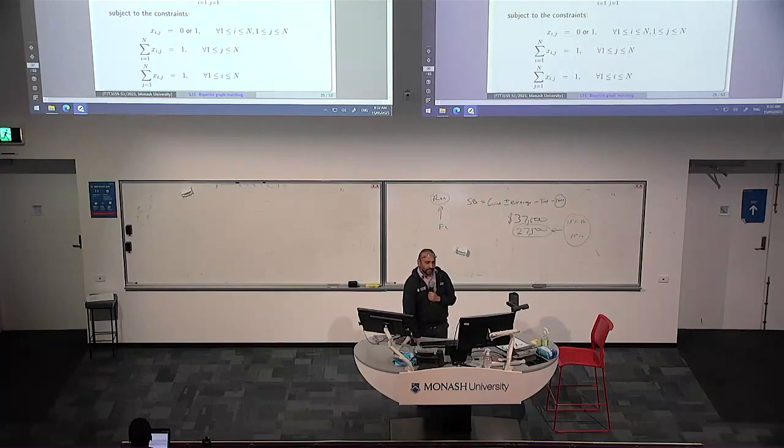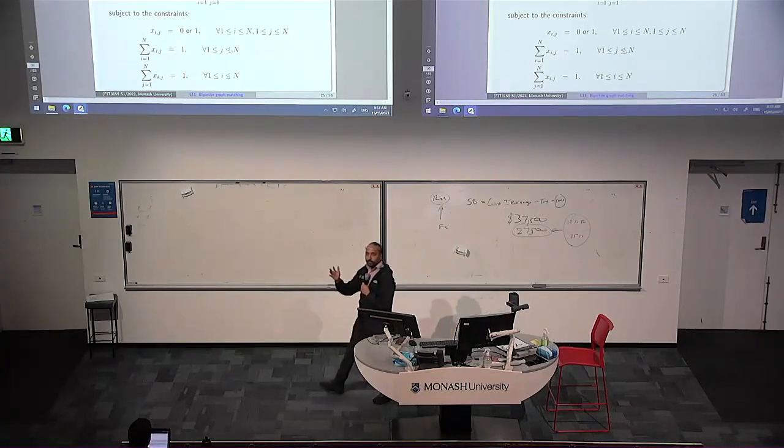What are the constraints? My Xij can only be 0 and 1. They can't be 0.5, they can't be 0.7. They either assign or not assign. And then, let's say that i was the row variable, so summation over all possible i, let's fix a j. When you fix a j, you're fixing a column.